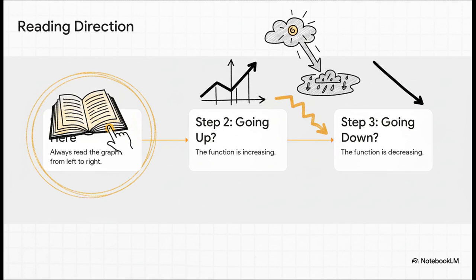Just like reading a sentence in a book, you always read a graph from left to right. That's it. As your eyes move from left to right, if the line is going up, the amount is increasing. If the line is going down, you guessed it, it's decreasing. It is genuinely that easy.